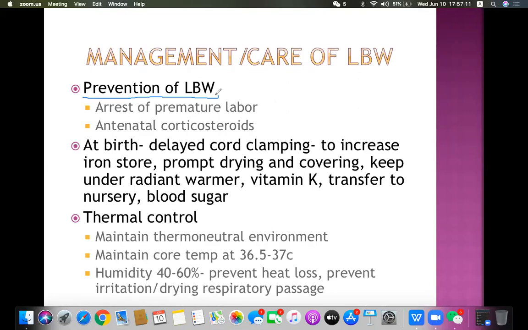For example, if a lady at 32 weeks of gestation comes to the hospital with some symptoms of labor, we must admit her in the hospital and we should arrest that premature labor. Now, can anyone tell me which are those drugs which we give to arrest the premature labor? Yes? Which drug do we give to arrest the premature labor?